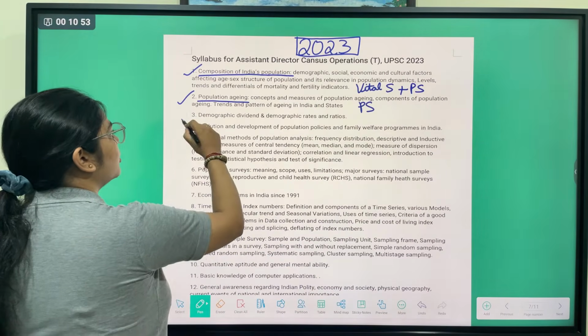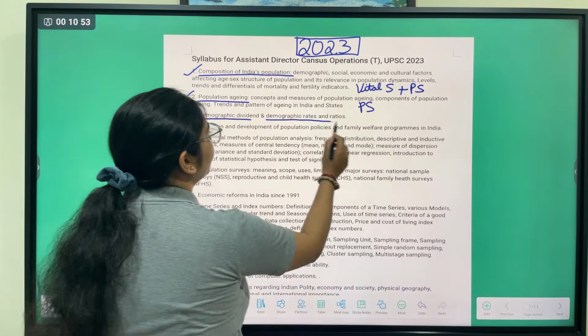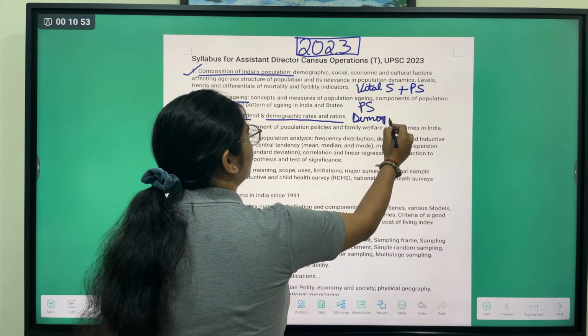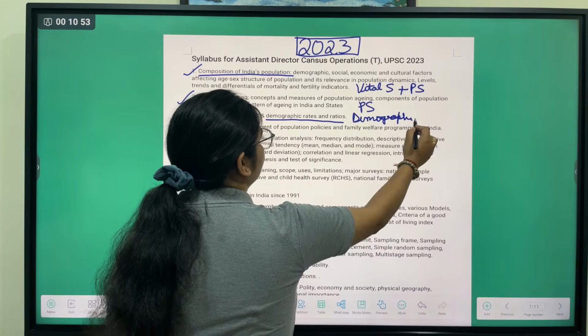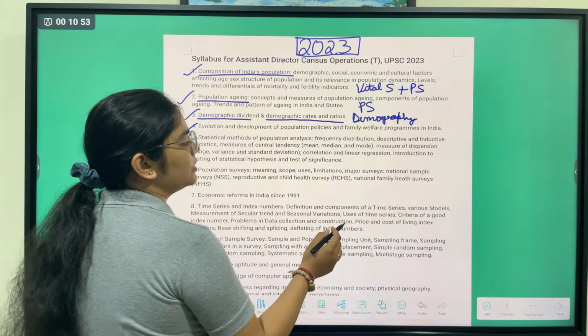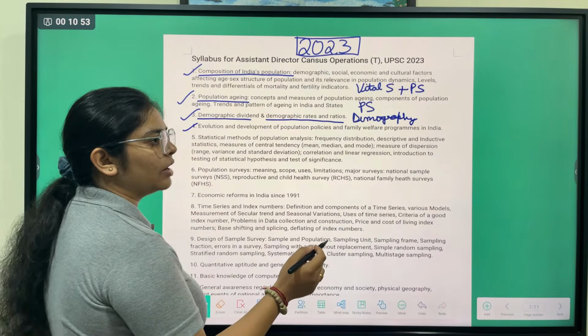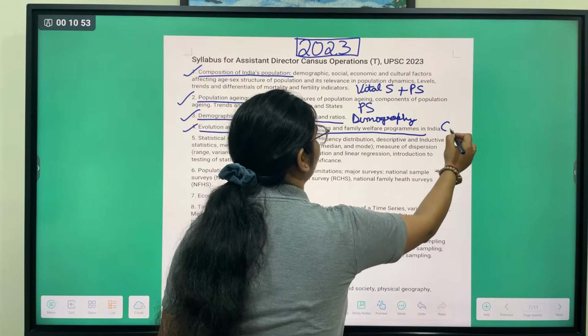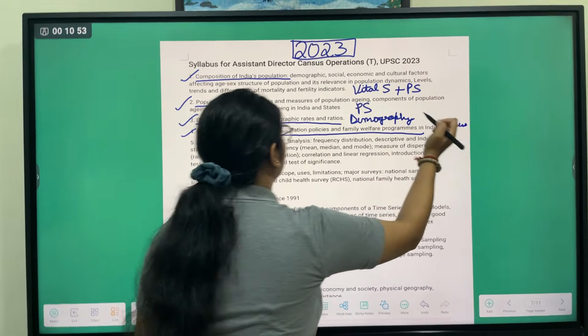States of India only, they are talking about demographic dividend and demographic rates and ratio. Demography, part of demography, we will be discussing it. Then evolution and development of population policies and family welfare programs in India. This also is about the census only, so we will be discussing them in detail.